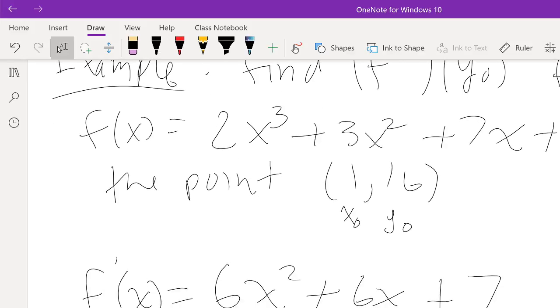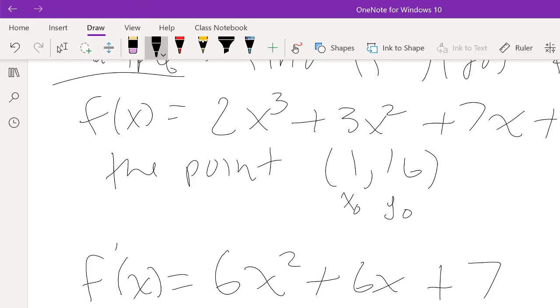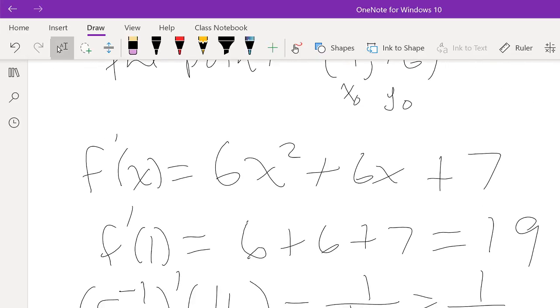Okay, so that means now going to the inverse, finding the derivative at the y naught value, 16, is equivalent to 1 over f prime of 1, which is 1 over 19. Okay, and that is how you can find the derivative at a particular point of the inverse function without having to actually calculate the inverse. Okay, and that concludes section 7.1.